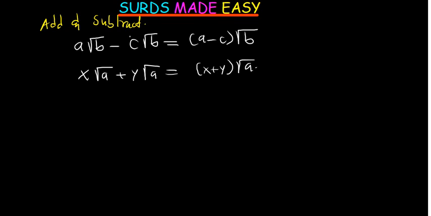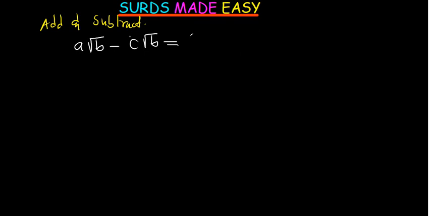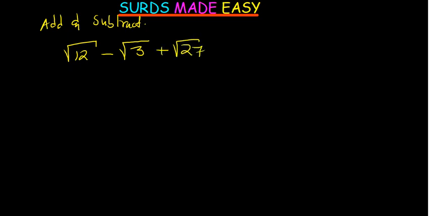So if what is inside here is not the same, make sure that you make them the same. Otherwise, you can't add or subtract that. Let's consider some examples. If we have the square root of 12 minus the square root of 3, and then plus the square root of 27. The question is evaluate.